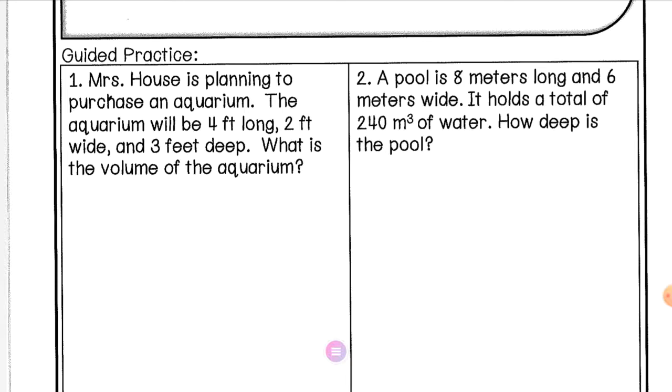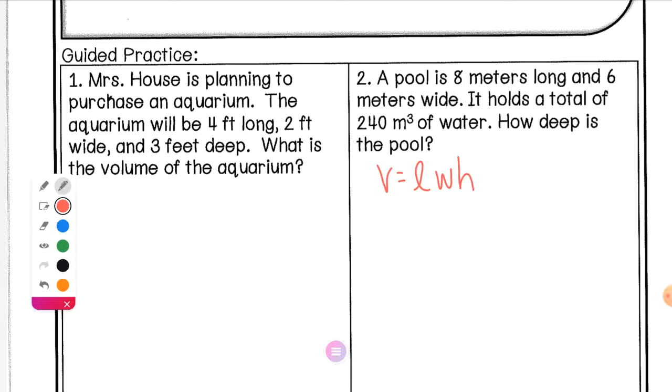Okay. Number 2. A pool is 8 meters long and 6 meters wide. It holds a total of 240 cubic meters of water. How deep is the pool? How do I know I'm talking about volume? Yeah, the pool holds, which means if it's completely filled up. So still, we start with our formula. This one's backwards. Volume equals length times width times height. We rewrite, we substitute, we solve.